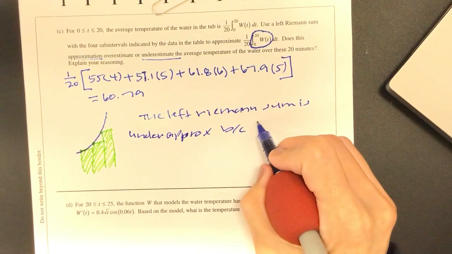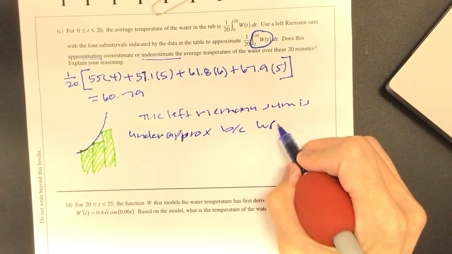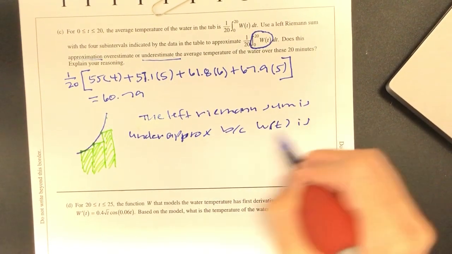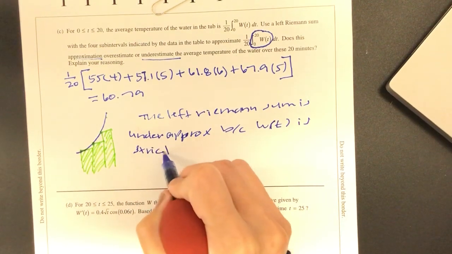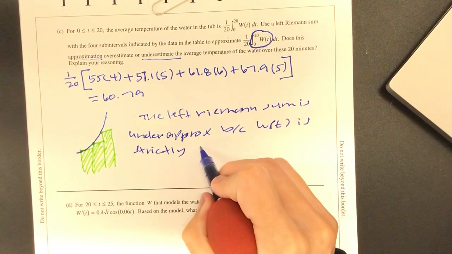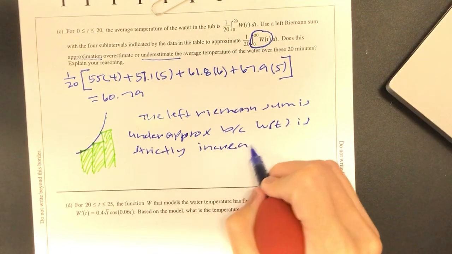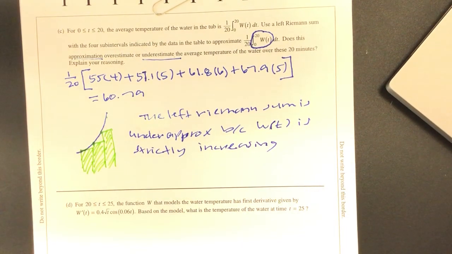Because W of t is strictly going what? Increasing or decreasing? Increasing. Drawing alone does not give you any points. It's going to help you understand it. Now there's 3 points embedded on this one.